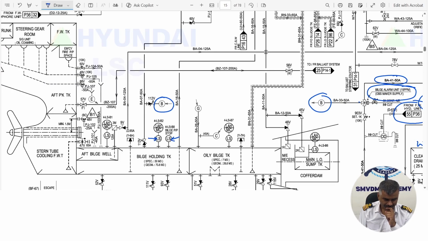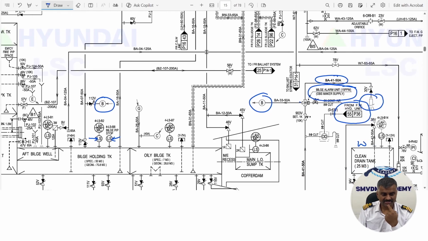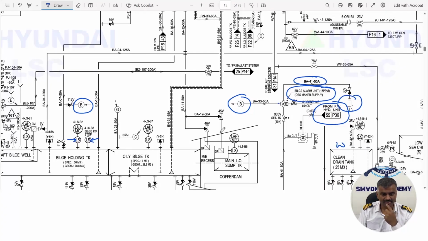One is for the bilge holding tank high level LH, and one is for the bilge pump stopping. So if you have the bilge pump running for a continuous period of time, there is a level switch which will indicate the level of the bilge holding tank has gone down. In that case, it will turn off the bilge pump so that it does not run dry. Special arrangements have been given in some kinds of vessels to accommodate for any such instances where your bilge pump cannot run dry.